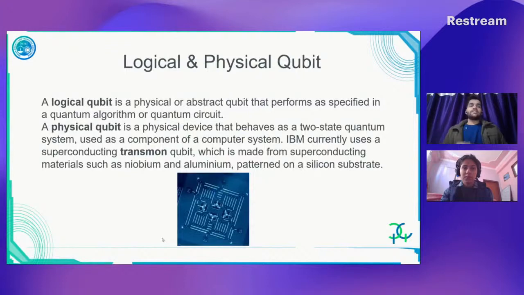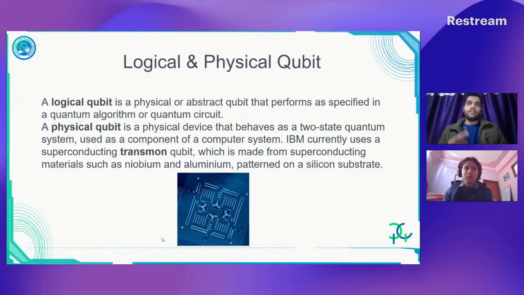Okay, so the logical and the physical qubit. In this session, we will deal with both of these qubits, logical and physical qubits. Basically, the logical qubits are used for creating quantum algorithms, and they basically command the physical qubits to run on real quantum hardware.